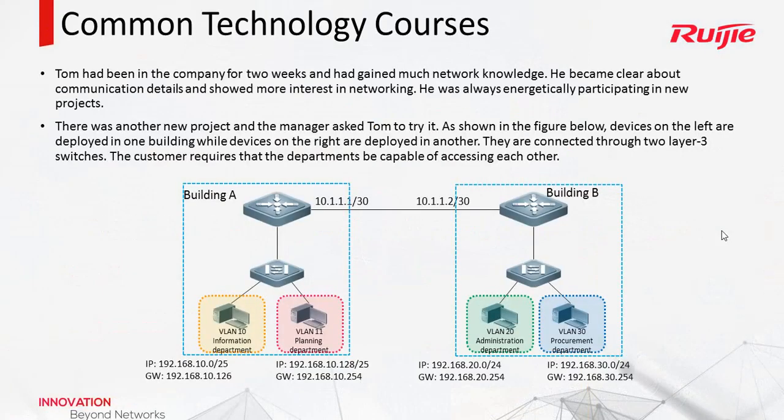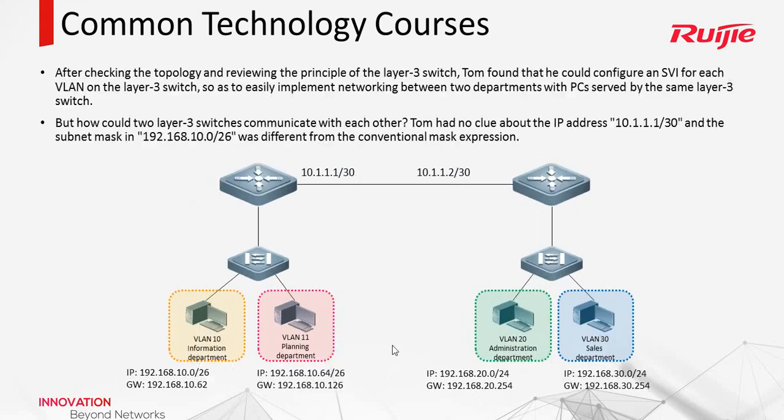Tom had finished a lot of tasks, and today he received a new project. In this topology, we can find that these two departments have this IP address, and these two departments have this IP address. But Tom finds it very strange because he has never seen this 24 mask before. So, what's the difference between them?